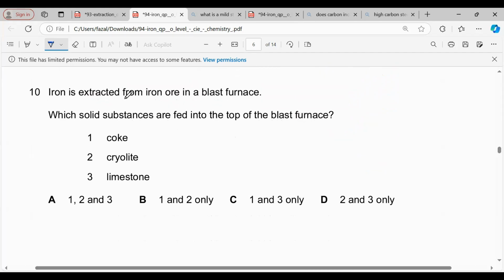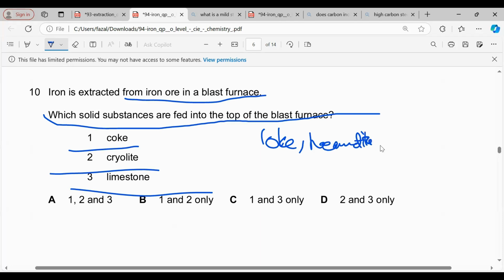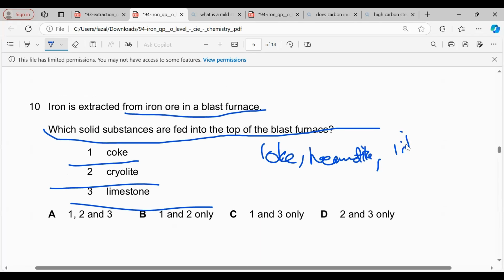Iron is extracted from iron ore in a blast furnace. Which solid substances are fed into the top of the blast furnace? In the top, as we know, we add coke, hematite, and limestone. This is a fact. So we know that coke is added, not chloride, and limestone is added. So 1 and 3 means C can be the answer.